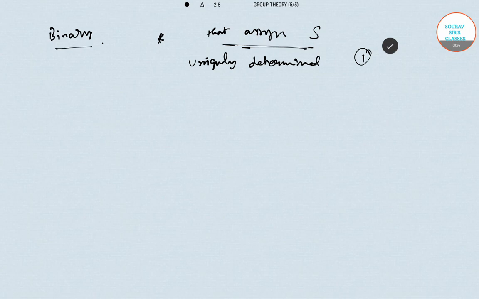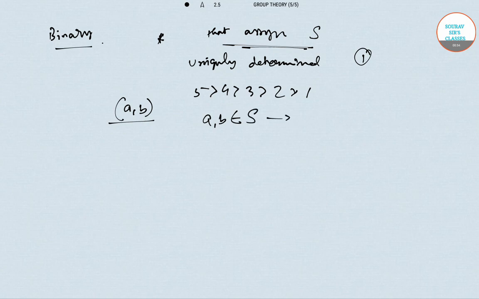On a non-empty set S, it is a rule that assigns to each ordered pair of elements of S a uniquely determined element of S. So: ordered pair, and uniquely determined. What is unique? One determinate result, like 5 greater than 4 greater than 3 greater than 2 greater than 1. Simple structure. The element assigned to the ordered pair A, B, may be A greater than B or A less than B, but A and B are not equal, where both are part of S. Then we denote it by this. So this is a binary operation.